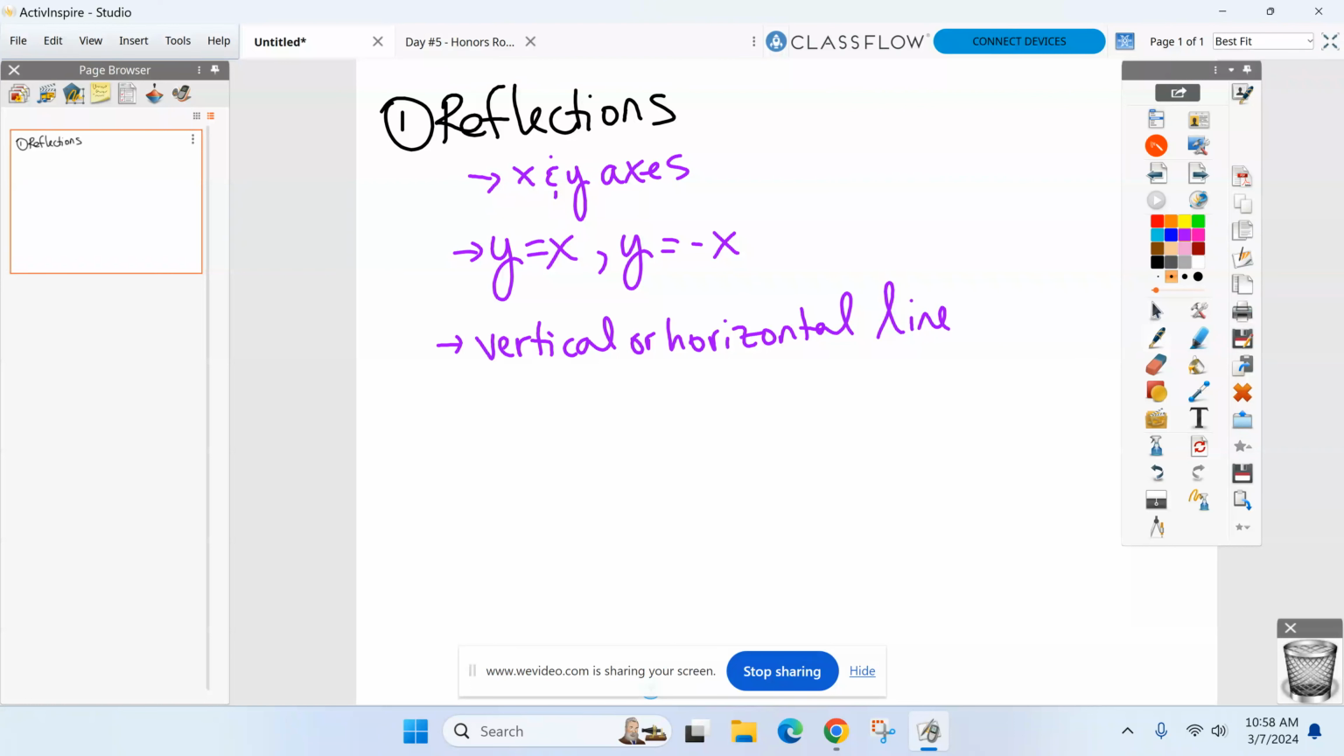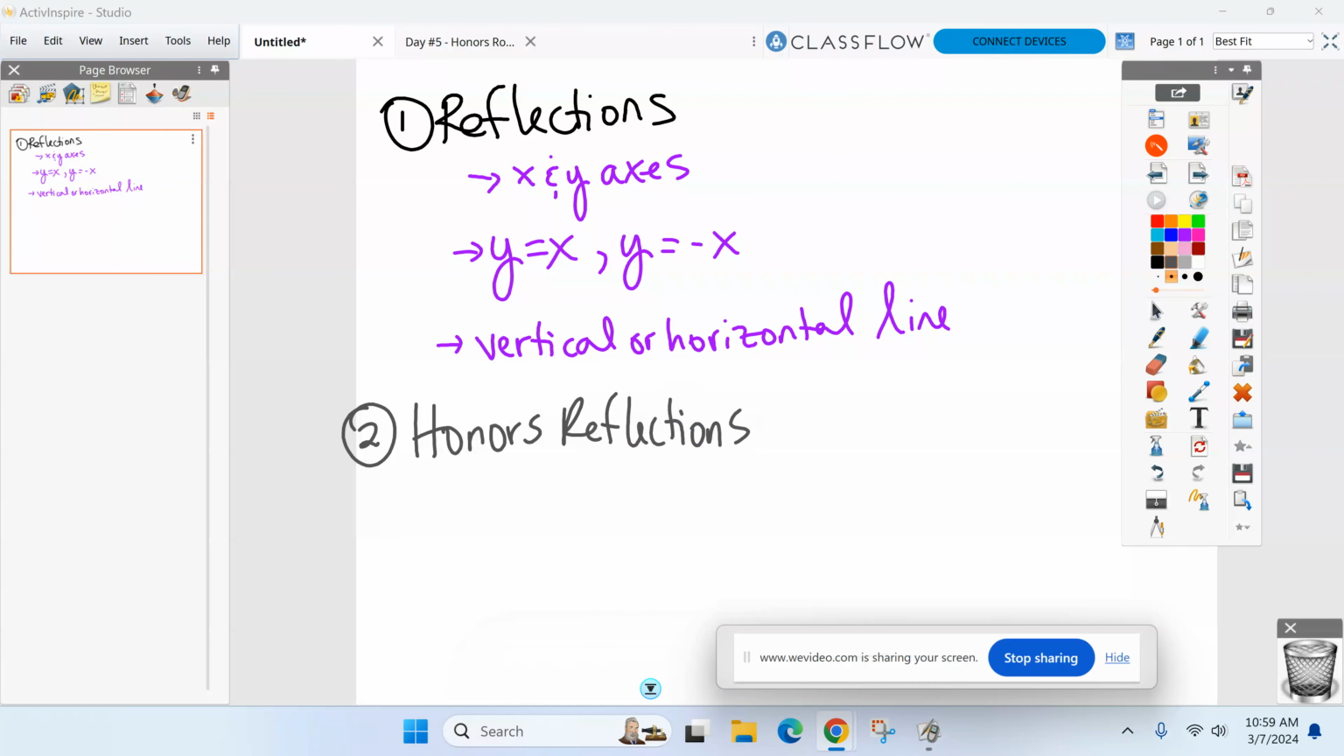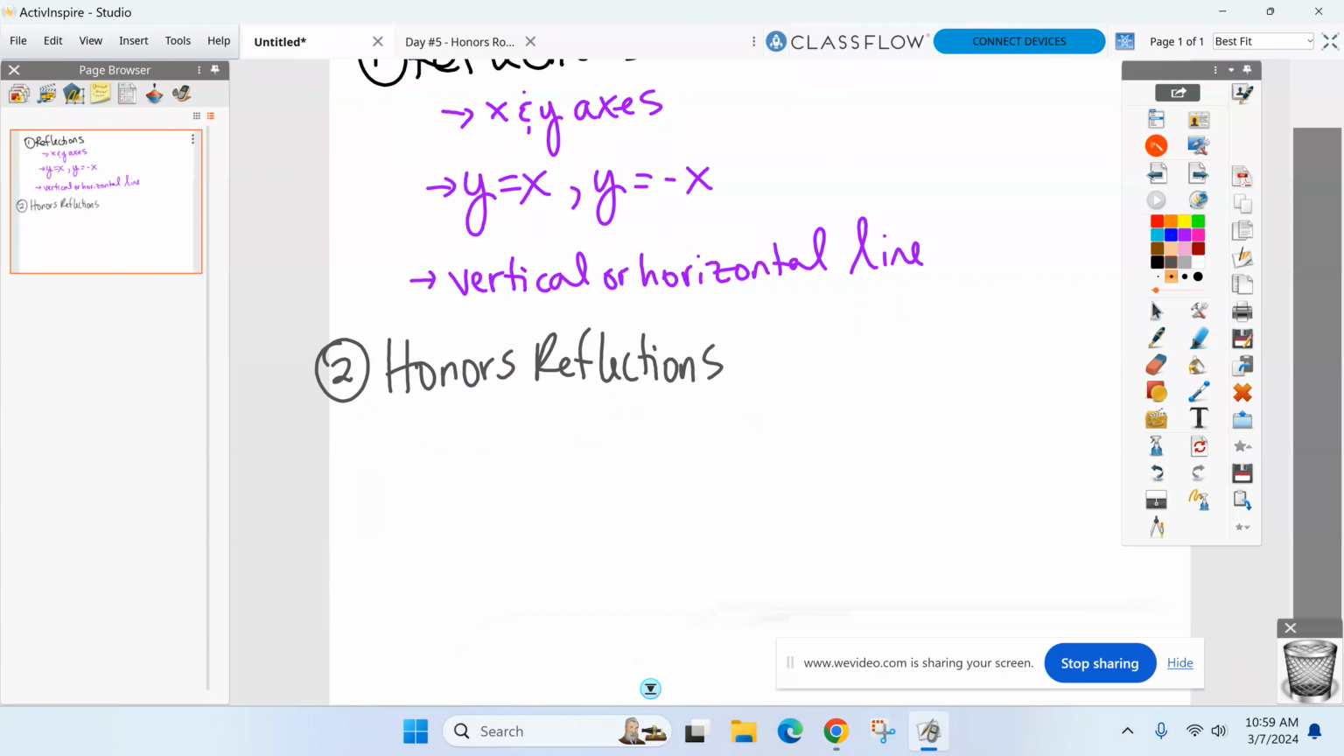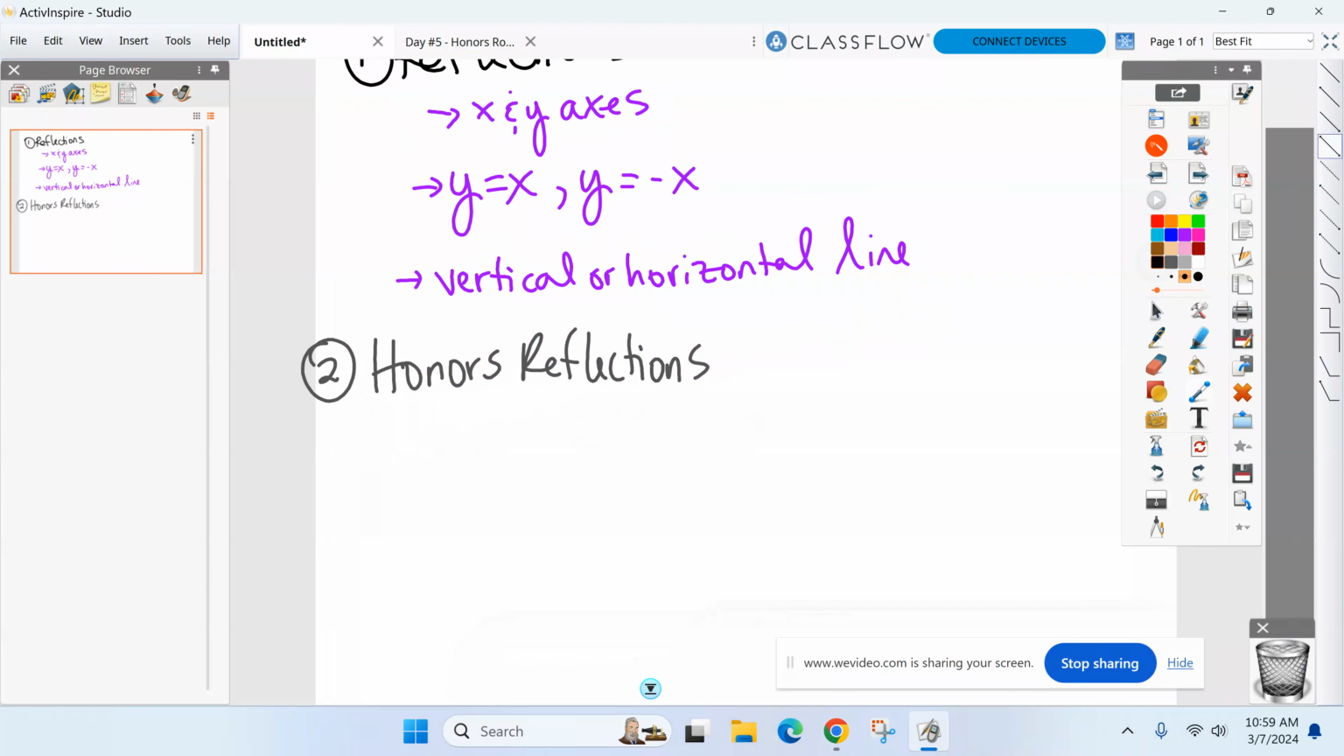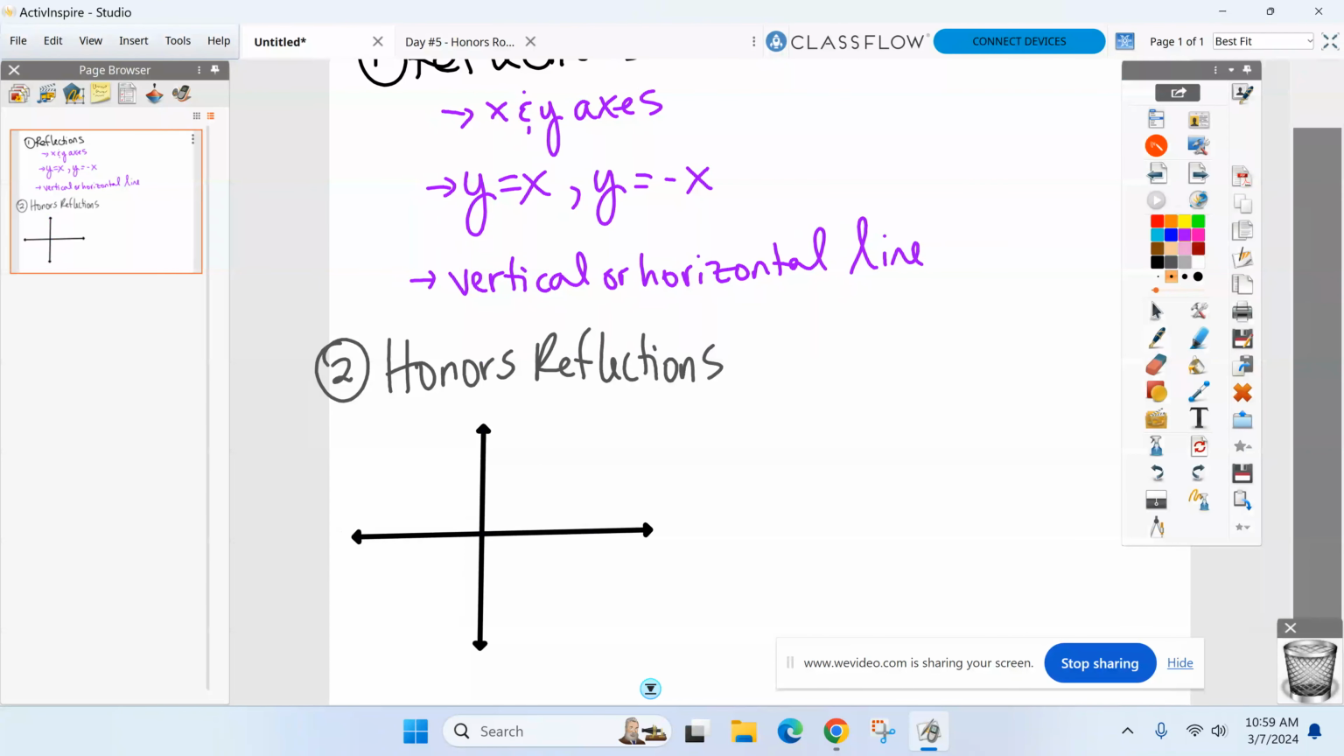All right, so those are all the basic reflections we went over. Then you have honors reflections tomorrow, which could come in one of two forms. I know this is just a sketch, but here's A prime. Find the line of reflection.